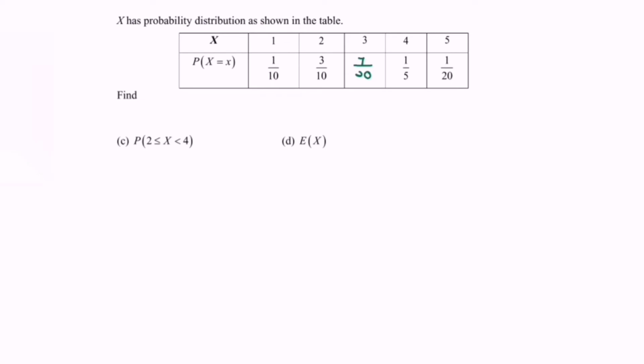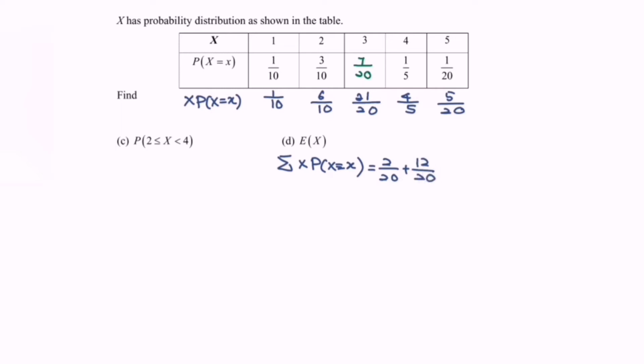Next, focus on D, expected value. The formula for the expected value is the summation of X multiplied by the probability. So referring to the table, where we have X multiplied by the probability, we will have 1 over 10. Then the second one we have 6 over 10, followed by 21 over 20, 4 over 5, 5 over 20. Kindly sum up the situation. So equate the denominator, where we have 2 over 20 plus 12 over 20 plus 21 over 20 plus 16 over 20 plus 5 over 20.